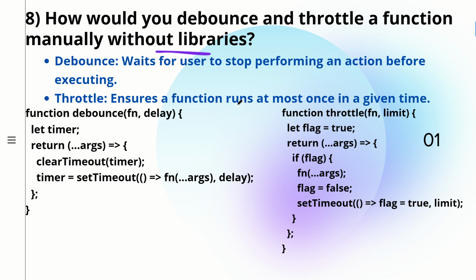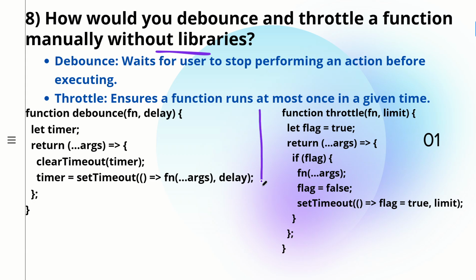Coming to throttle, it ensures that a function runs at most once in a given time. So if a function is there, it has to run at least once in the given time. For example, whenever we are making use of an Excel document or any other document from Microsoft, you might have seen that they have an auto save feature, right? So after a certain interval of time, that save function is going to run anyway, whether you have made some changes or not, your data will get saved after a certain interval of time. So that is your throttle.